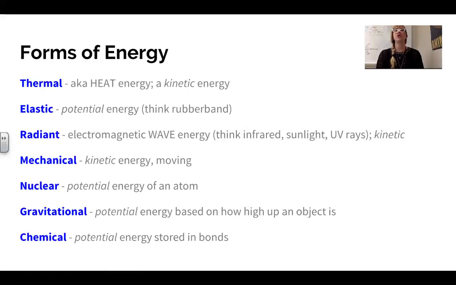Chemical is a potential energy stored in bonds, right? So when elements form molecules together, like for example, a water molecule, the bonds in that molecule store energy. And that's actually how your body gets energy from food: we break apart molecules and take that energy, or we build molecules to store energy, right? So for example, fat is a ton of stored energy. That's all it is. It's a bunch of bonds.